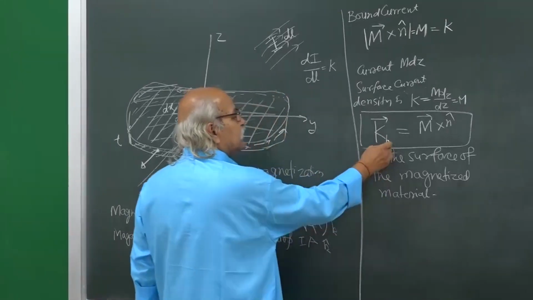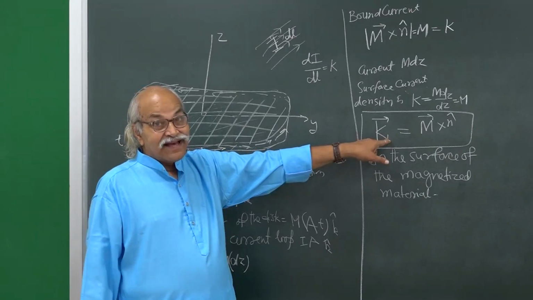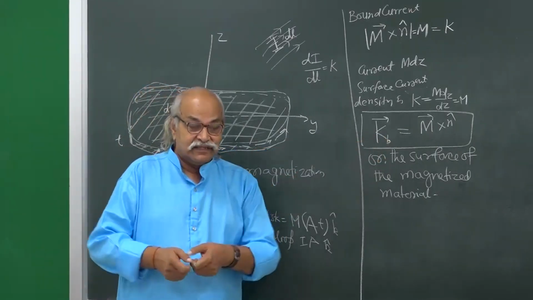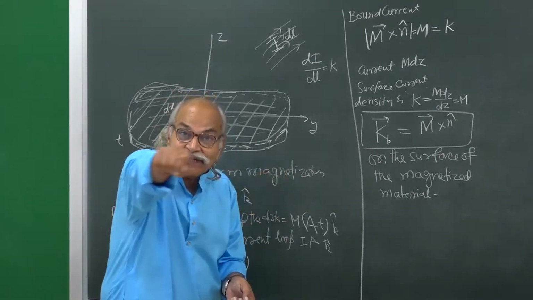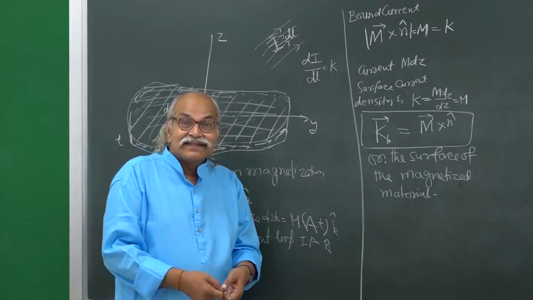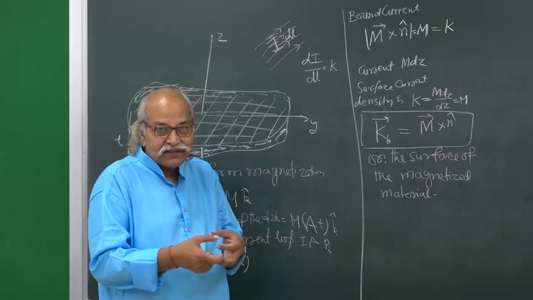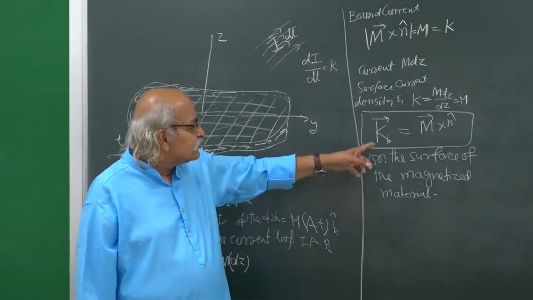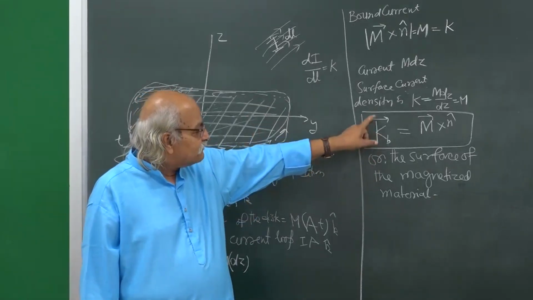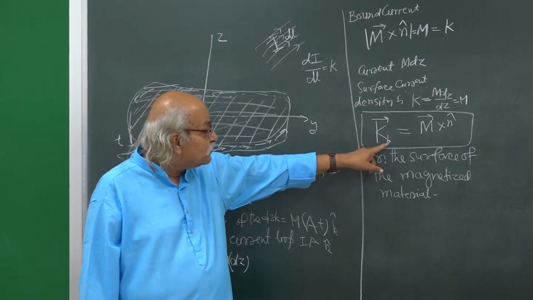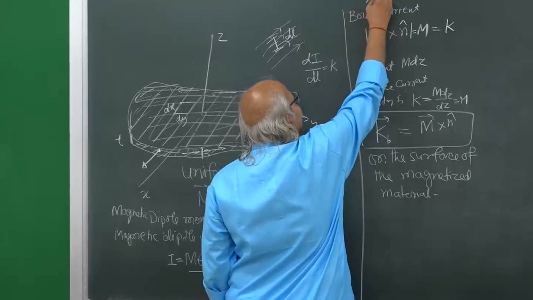Kb, b I am writing to tell that this is a bound current. In contrast, when you put a battery and supply electrons in the circuit, then these electrons go around the circuit and come back to the battery, that we say free current. The electrons are not bound to atoms, but here the electrons are bound to atoms, still they are giving a current. So, we call it bound surface current density.